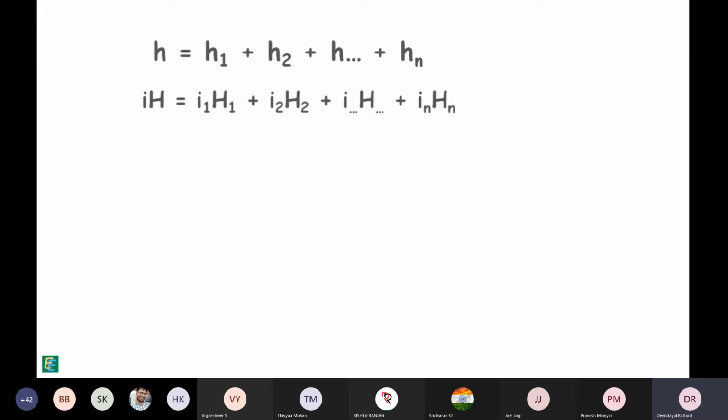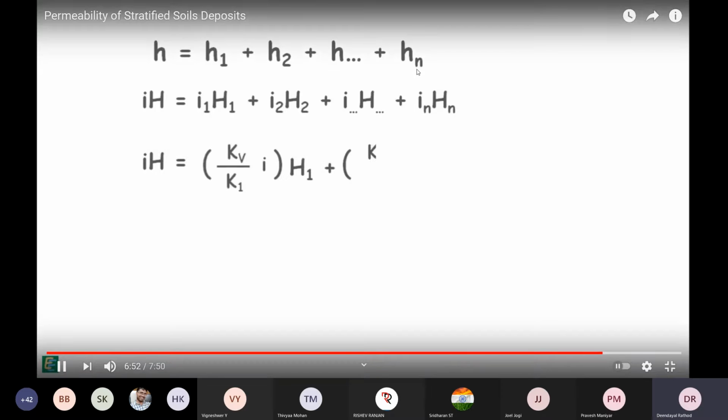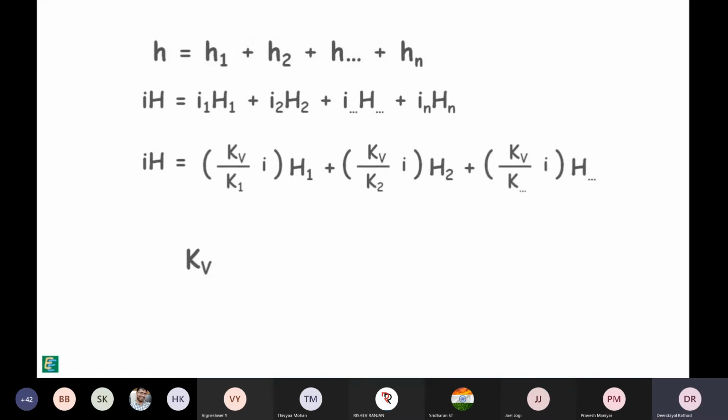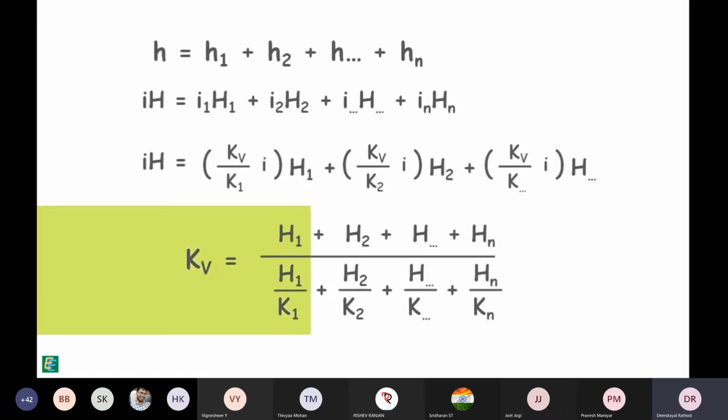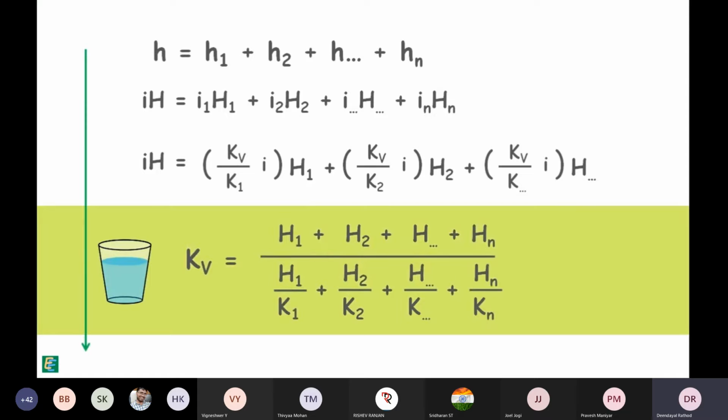Now we can write the values of hydraulic gradient from equation number 1. By simplifying this, we can get the permeability value of the stratified soil deposit when the water is flowing in the vertical direction.